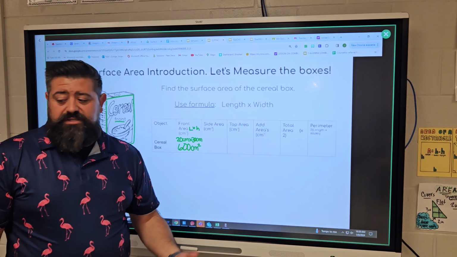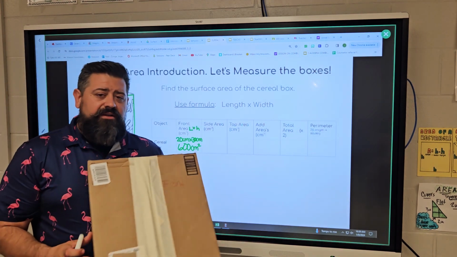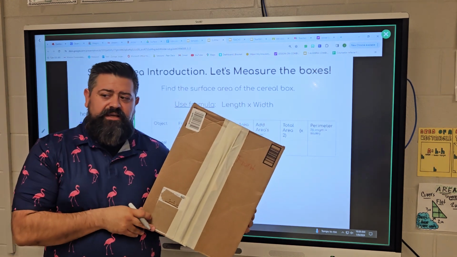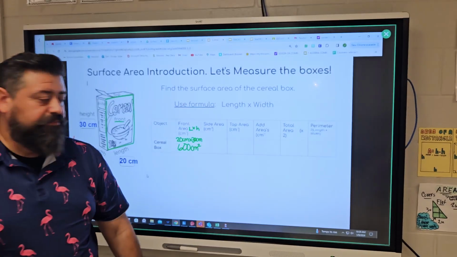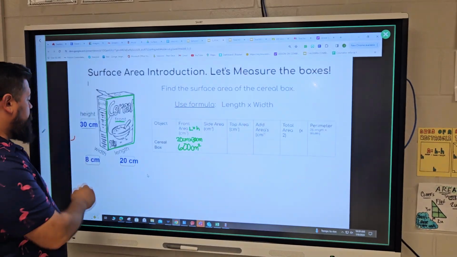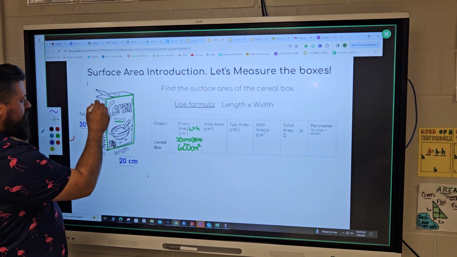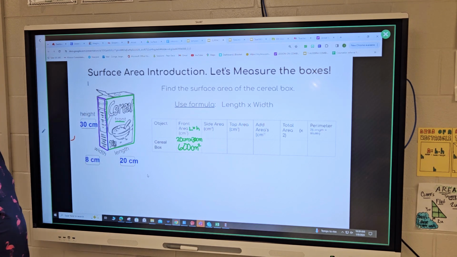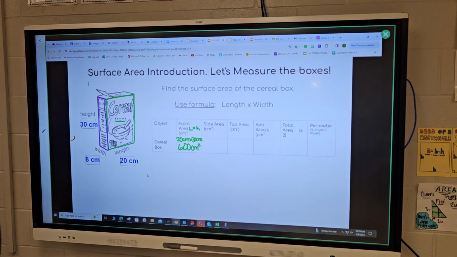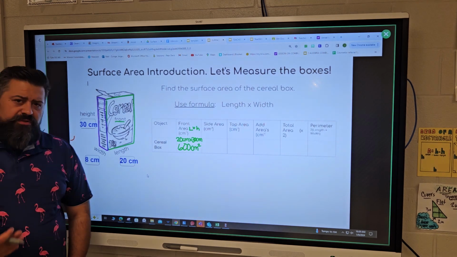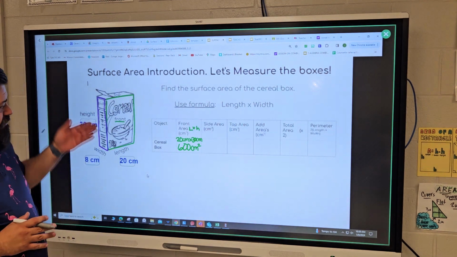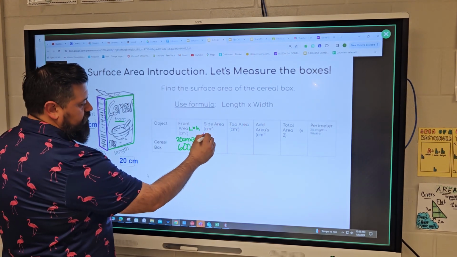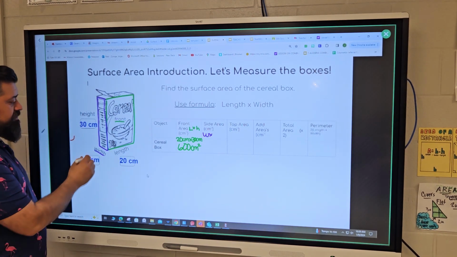In a little bit, you are going to be given a box, and you're going to actually measure the front with measuring tape, and find the area of these different boxes. Now let's switch colors with your highlighter, and I want you to trace the side. Okay? In order to find the area of this rectangle right here, we need to use the width times the height.